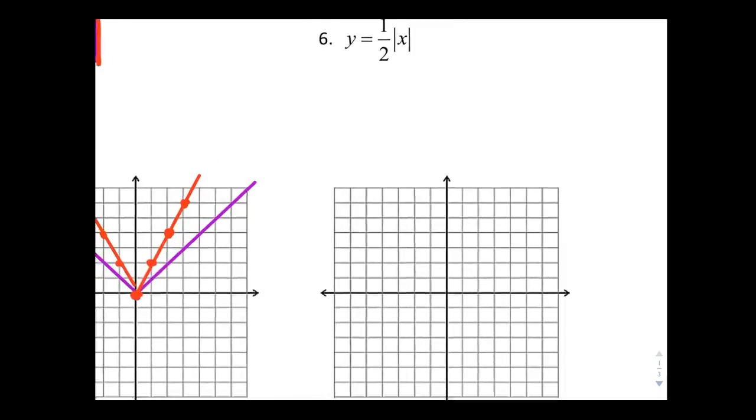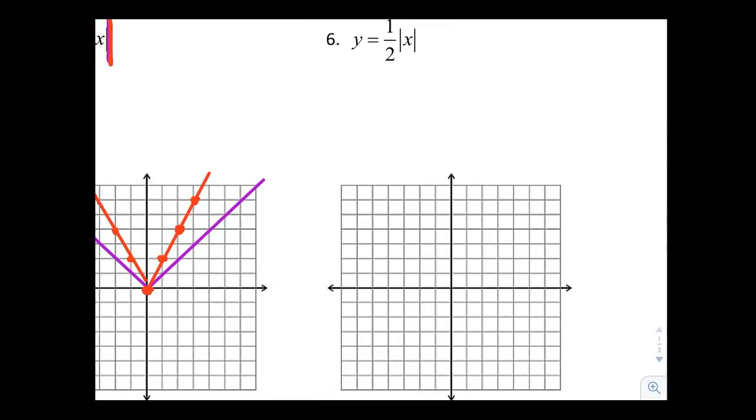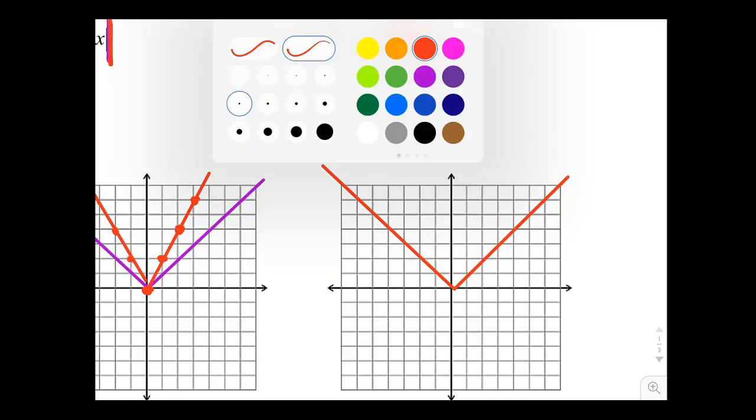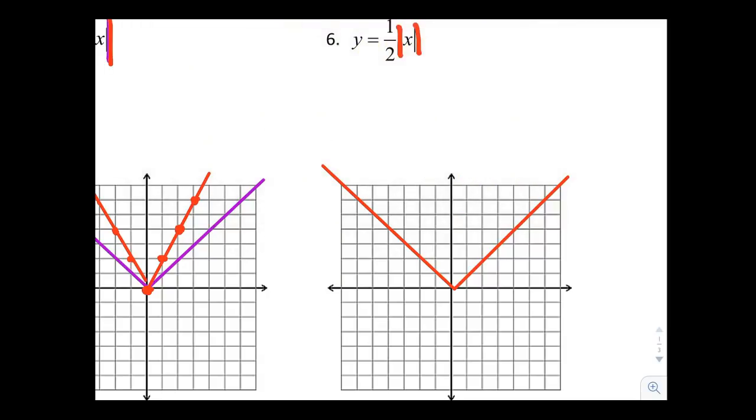Number 6, you should see this fraction cause it to be fat. You should see the absolute values cause it to be a V. Okay, so my absolute values cause a V. The fraction should cause it to be fat, so it should go up 1 over 2. It is, in fact, fatter.